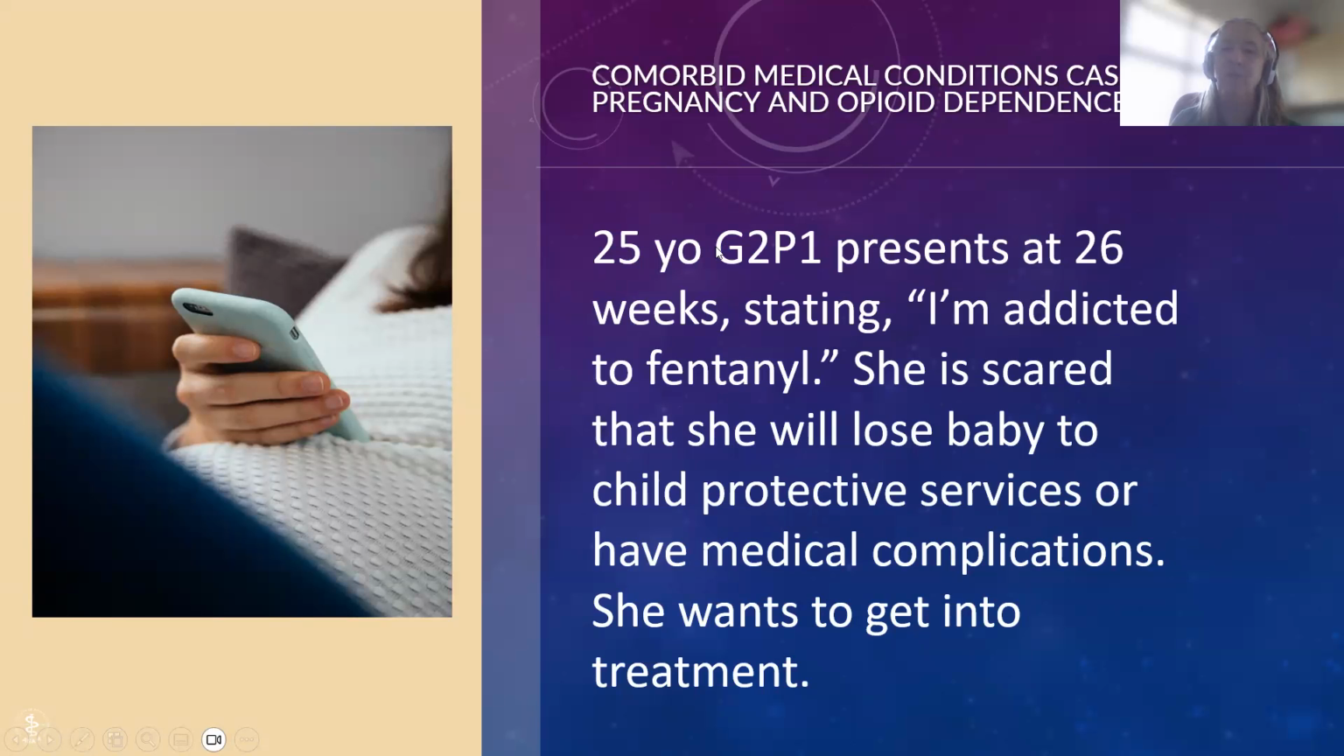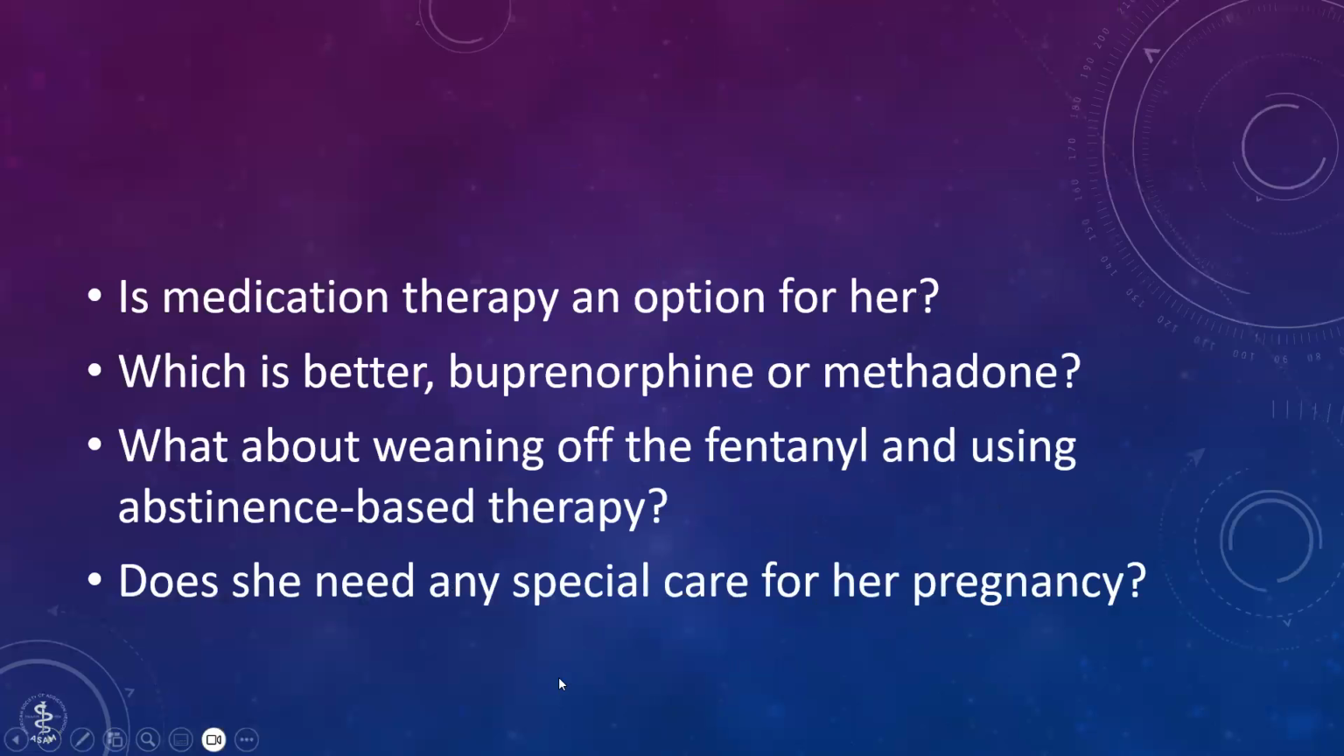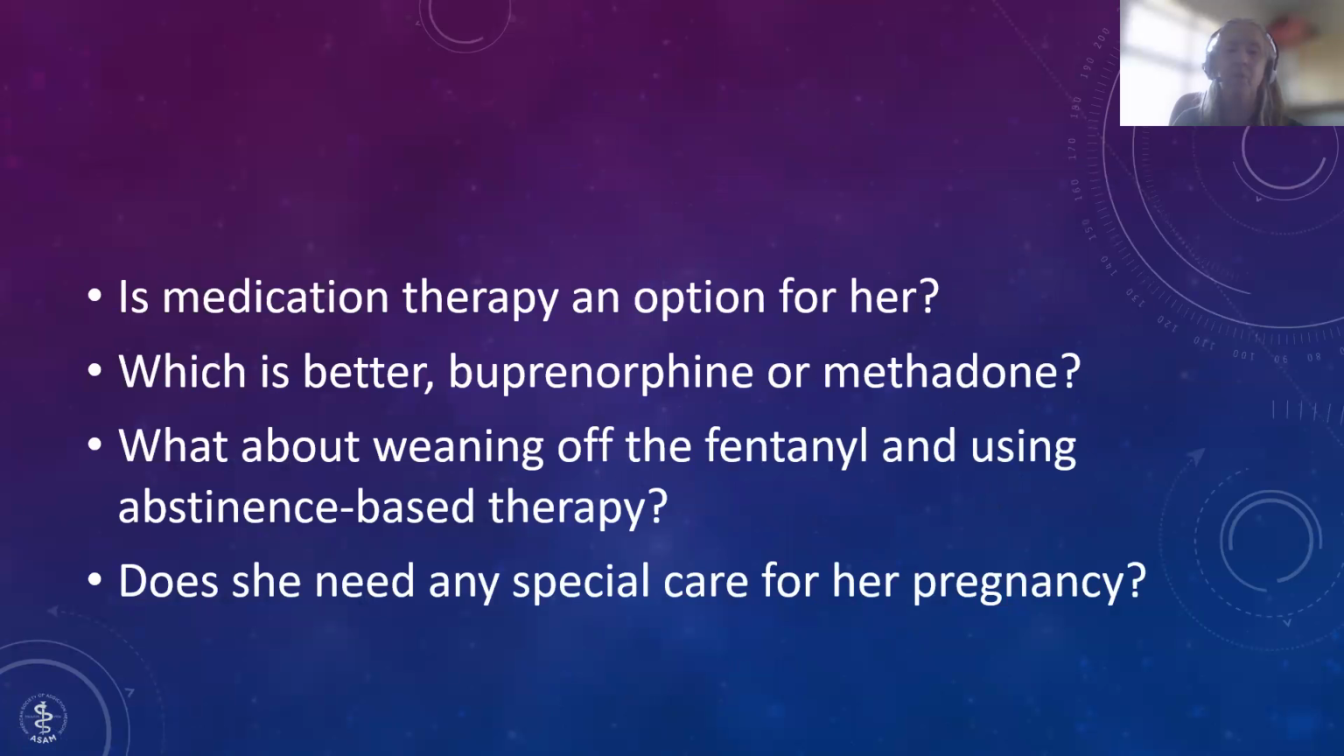25-year-old G2P1 presented at 26 weeks stating, "I'm addicted to fentanyl." She is scared that she will lose the baby to Child Protective Services or have medical complications. She wants to get into treatment. Is medication therapy an option for her? Which is better, buprenorphine or methadone? What about weaning off the fentanyl and using abstinence-based therapy? And does she need any special care for her pregnancy?